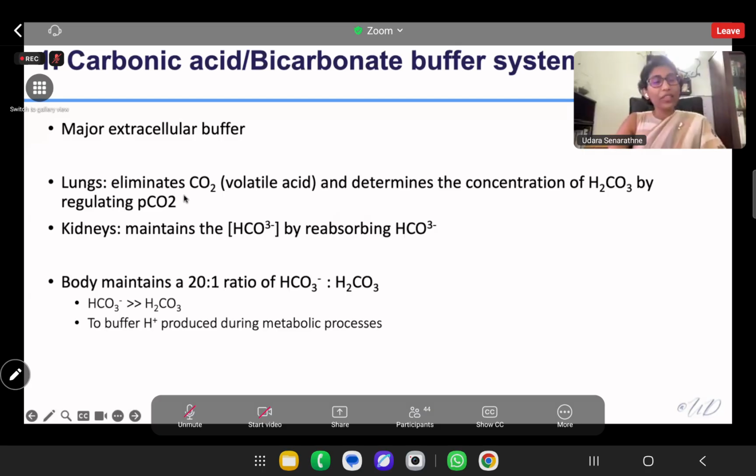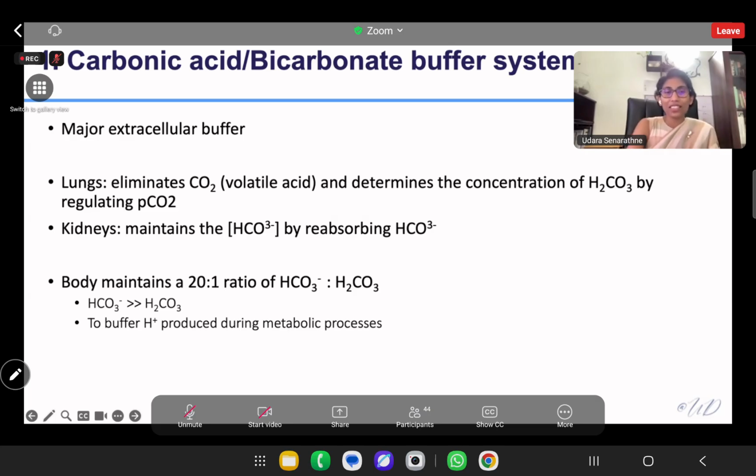Now, let's recap these buffer systems. Again, you have learned, but let's recap them to make sure that you have a basic understanding. So one of the main buffer systems is the carbonic acid bicarbonate buffer system. It's the most important extracellular buffer, and how you get it is by carbon dioxide binding with water.